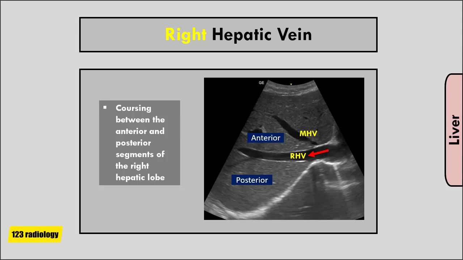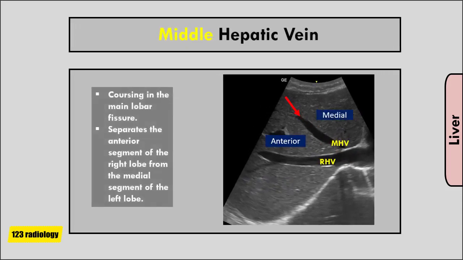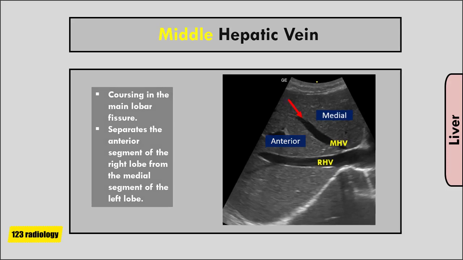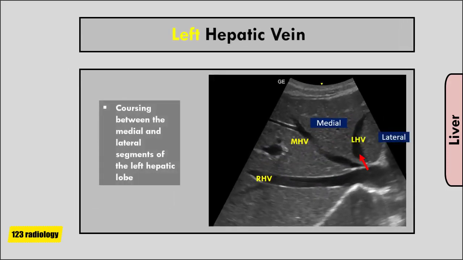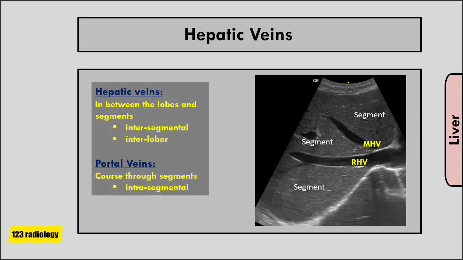In more caudal sections of the liver, the right hepatic vein is no longer identified. The middle hepatic vein courses within the main lobar fissure and separates the anterior segment of the right lobe from the medial segment of the left lobe. The left hepatic vein courses between the medial and lateral segments of the left hepatic lobe in the left intersegmental fissure. So, as we just discussed, the hepatic veins separate the hepatic segments. They are intersegmental and interlobar. And portal veins course through segments, intrasegmental.